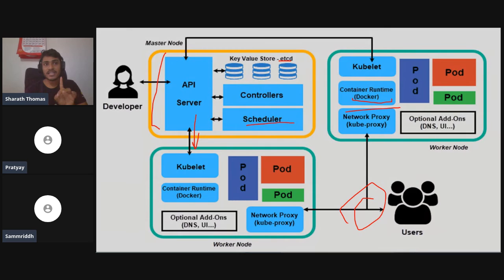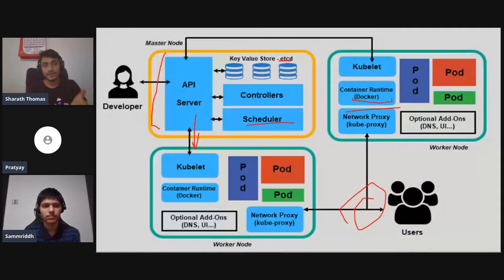So this will be your external IP, like www.google.com. When you hit google.com, it goes to a load balancer. The load balancer will distribute your traffic to the nearest server, or whichever server is having the least traffic, or whatever algorithm it follows. This load balancer will be sending your traffic to the network proxy. So the network proxy will be the communication point of the end users.